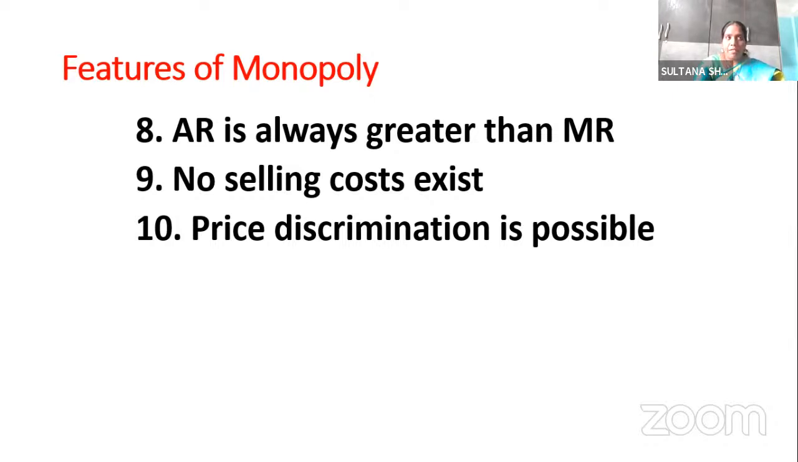For example, if I am a seller and I want to sell the product, if I know the person who is close to me, my friends, I may reduce the price, my relatives, I may reduce the price. The person who is not known to me, I may increase the price. And also I can sell that product to rich persons at a higher price and to a poor person at a lower price. Price discrimination is possible under monopoly. Why? Because he is a price maker.